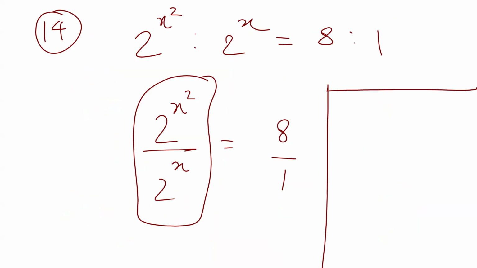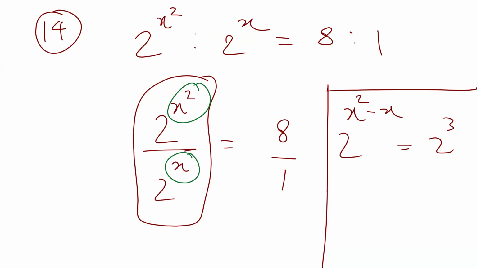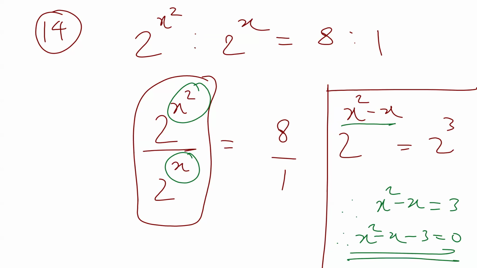So 2 raised to x square minus x is equal to 2 cube. 8 is written as 2 cube. These are indices, m minus n. Therefore, by comparing, x square minus x equal to 3, x square minus x minus 3 equal to 0. You solve this, you will get the answer. You can use formula method for this. So this was relatively simple.